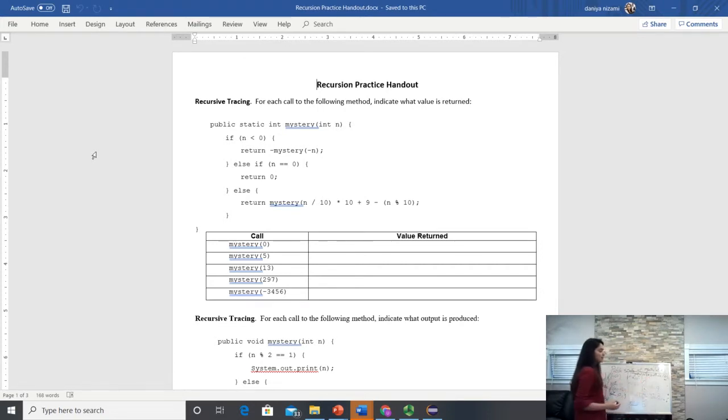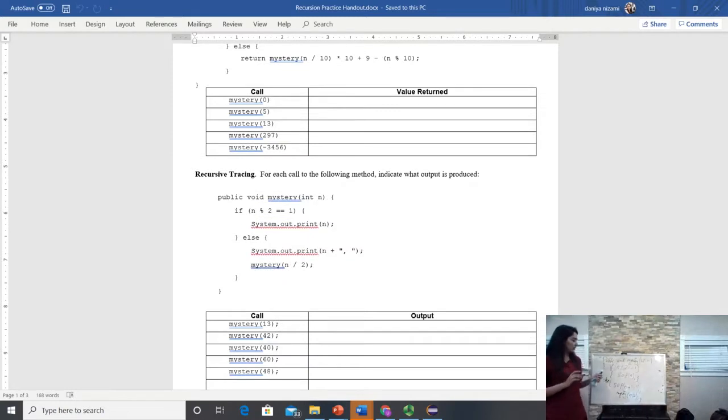Now 70 times 10 will be 700, plus 9 minus, now n is 297. 297 mod 10 will be 7, and now you will go left to right. So what we will have is 700 plus 9, which is 709, minus 7, so it will be 702. 702 is the final answer for mystery 297.